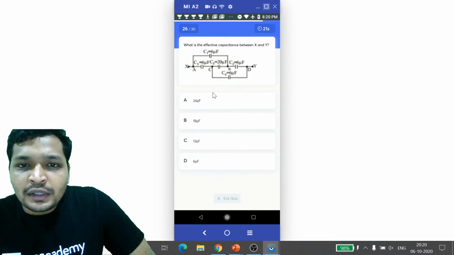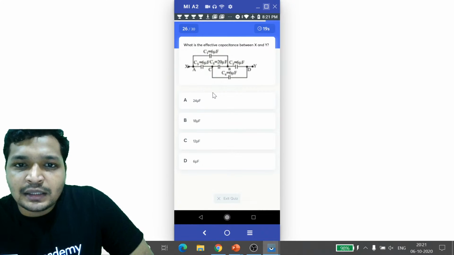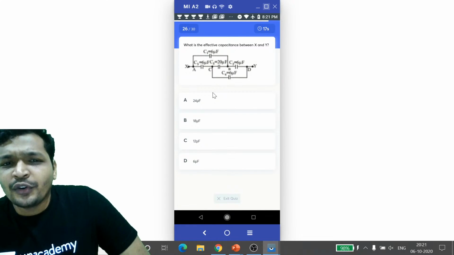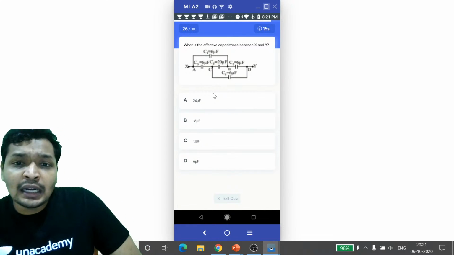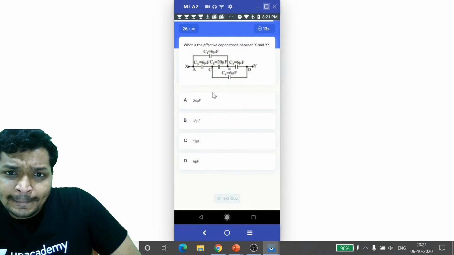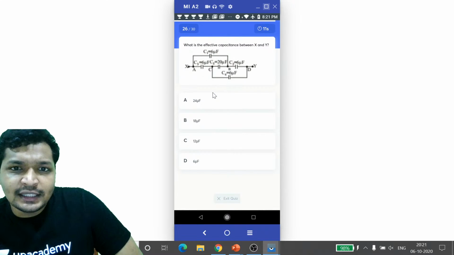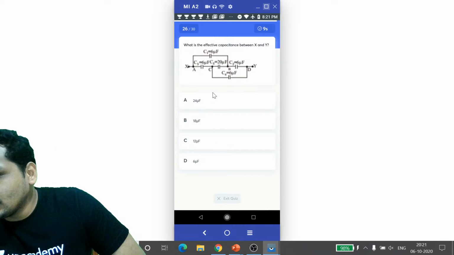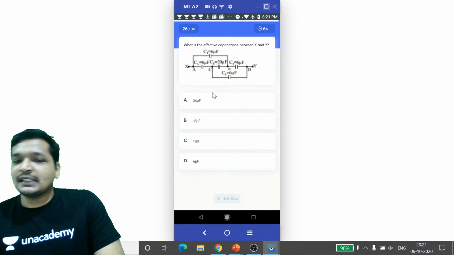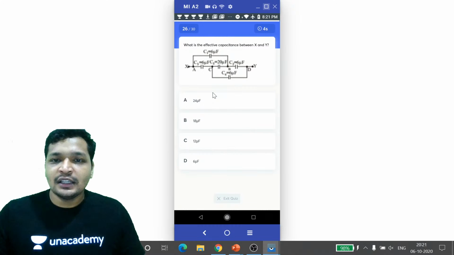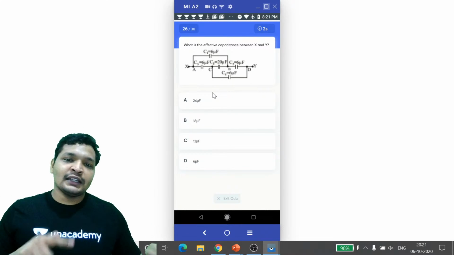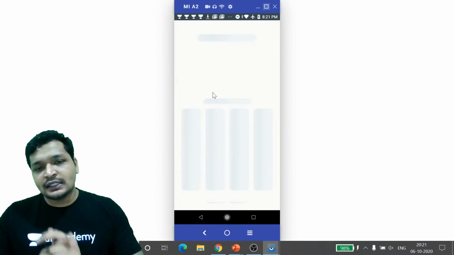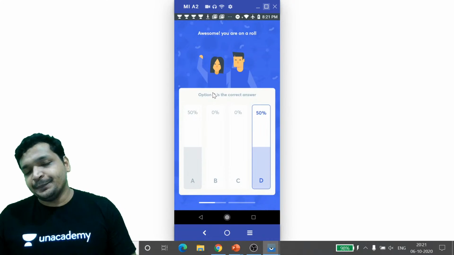So yes, what is the capacitance between X and Y is being asked. Draw the equivalent capacitance. It's a simple one, guys. This is a super simple one. Yeah, it's D. Wheatstone bridge is also applicable in capacitors. I think we discussed it, and so it is going to be D.